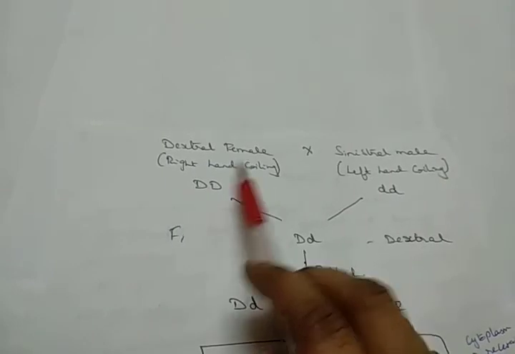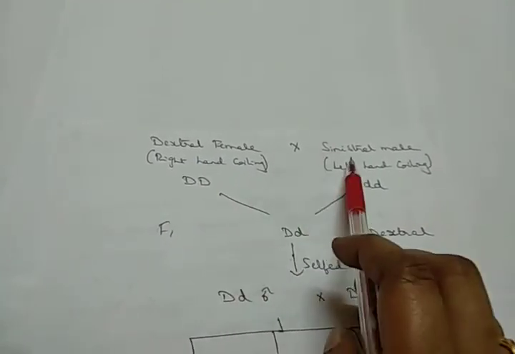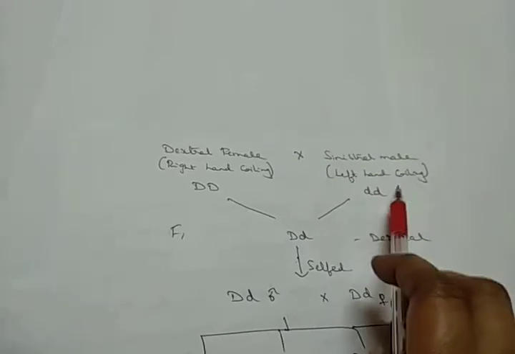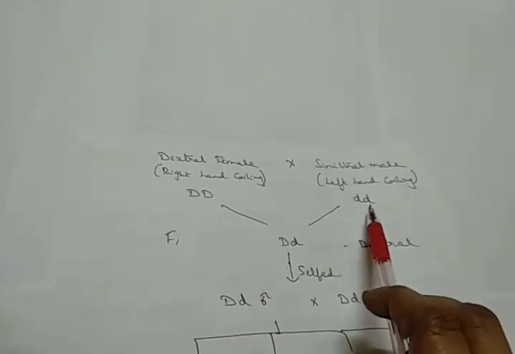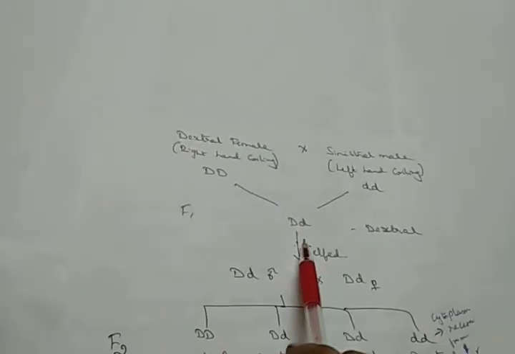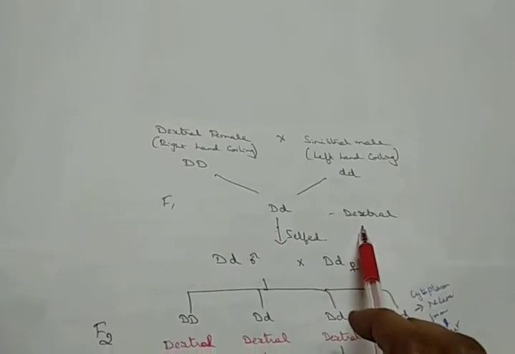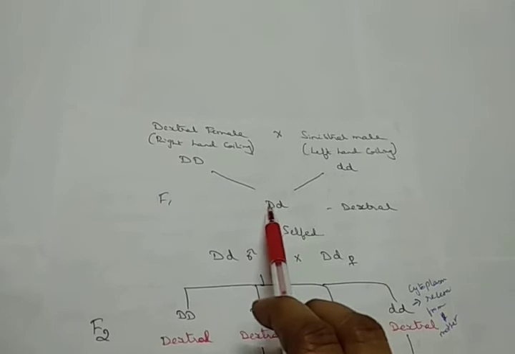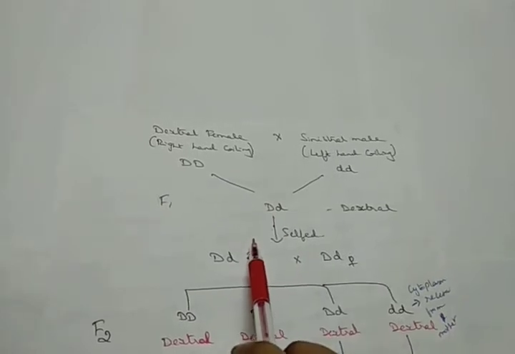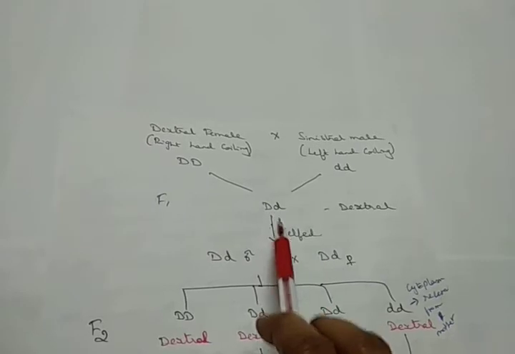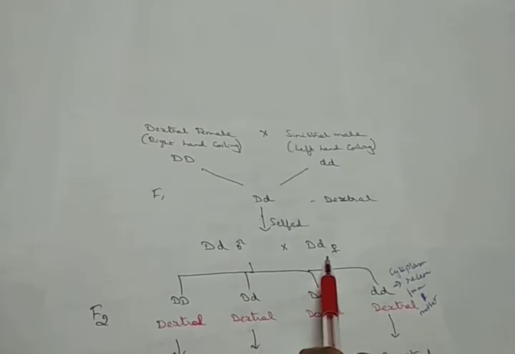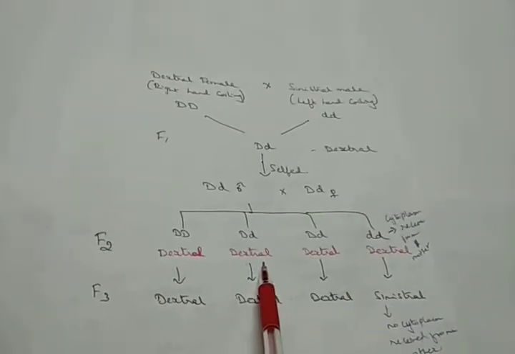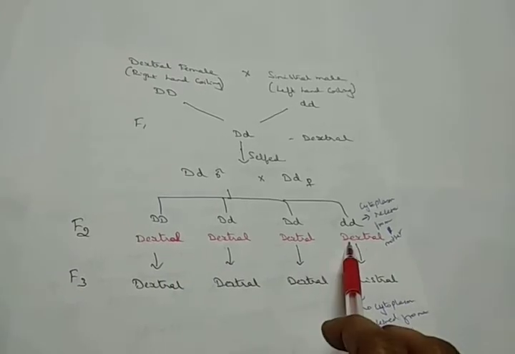Now coming towards the crossing. The dextral female is considered as right hand coiling, and the sinistral male we are taking as left hand coiling. So these are the genotypes, capital D and small d, the pure form. When you cross these two, in F1 you are going to get dextral. You can do the same thing, F1 or F2, even by taking the Punnett square. When the capital D small d dextral form is selfed, we are taking one male, capital D small d, the other one as the female. When you cross, in the entire region you are going to get the dextral form.